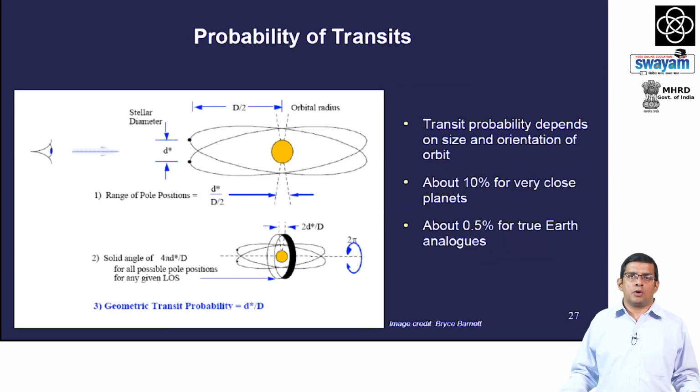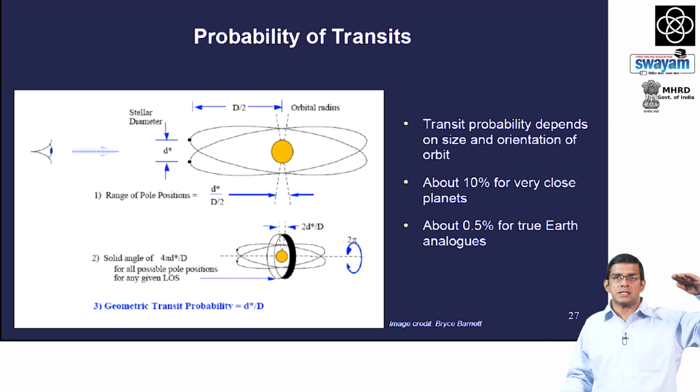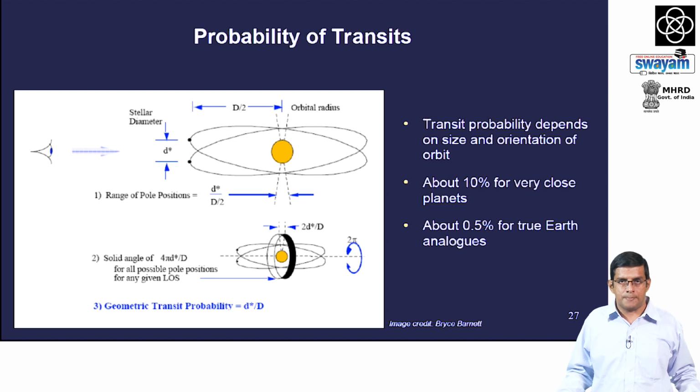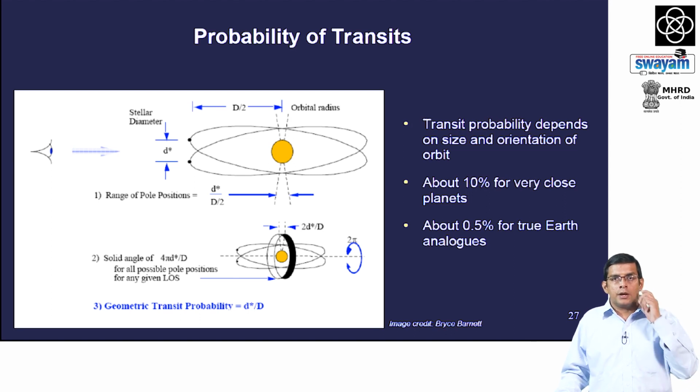Is it necessary that we always observe transits if there is a planet? As we said earlier, no, this is not true, because if the planetary orbit is not aligned with our line of sight, then we will never see the planet. So, we can only have a transit if the planet crosses the stellar disk in front of our eyes. It can be shown that this probability is actually a ratio of the diameter of the star to the diameter of the orbit of the planet.